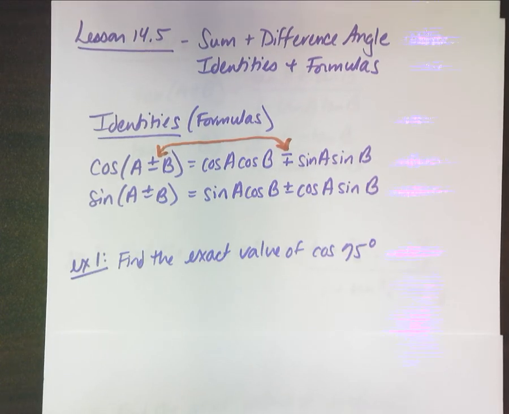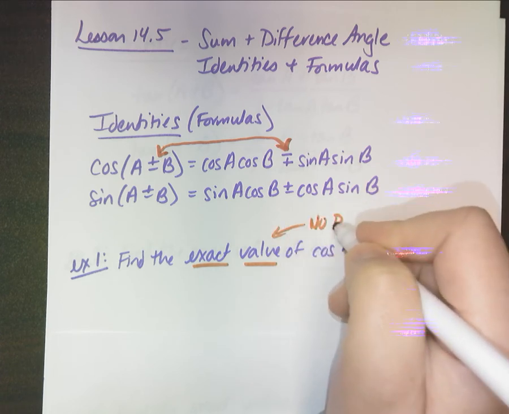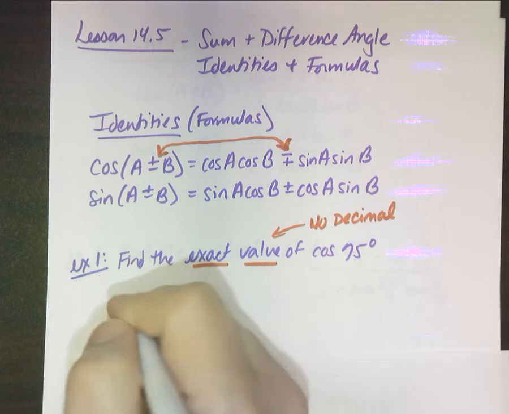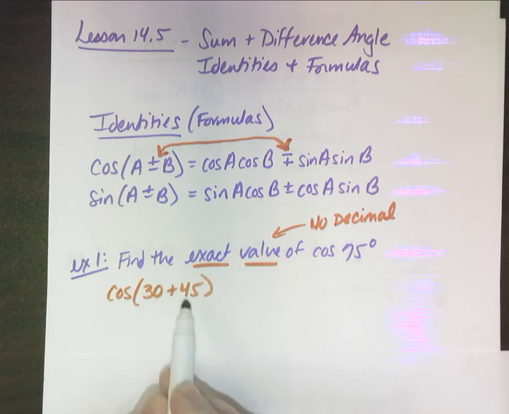You have to find the exact value of cosine 75. Exact value means no decimals. Well, that's a pain because my unit circle does not have a 75. That is a bummer. But I could think of 2 numbers that make 75. I mean, obviously 60 and 15. 15 is not on my unit circle. How about 30 and 45? If instead I write the cosine of 30 plus 45, wouldn't that together make 75?